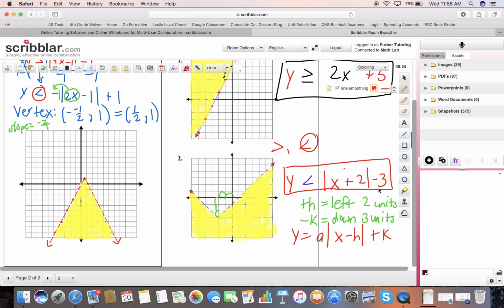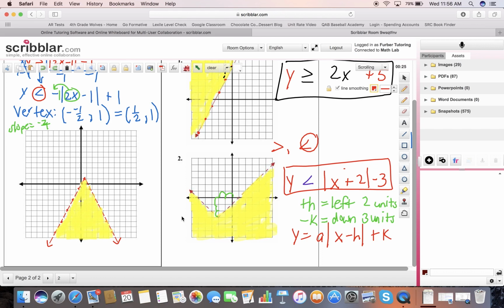Again, I have to look at the translation. Did it move left or right? And then I'm going to look at where the graph is shaded and what kind of line is drawn in, because I have to know if it's dotted or solid. So hopefully that'll get you started on some of your homework problems.